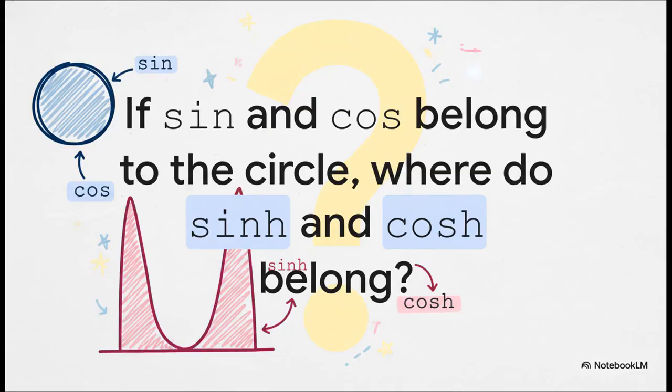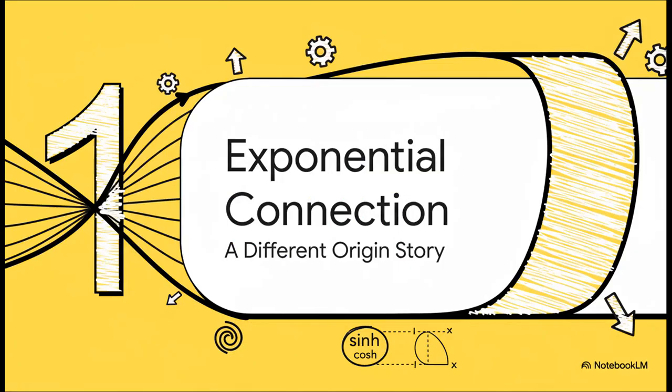But then you start hearing whispers about these other guys, sinh and cosh, hyperbolic sine and cosine. They sound so similar, but trust me, they're a whole different animal. So the big question is, if the classic trig functions belong to the circle, what geometric shape do these guys call home? Well, to find the answer, we actually have to leave the world of triangles and angles completely behind.